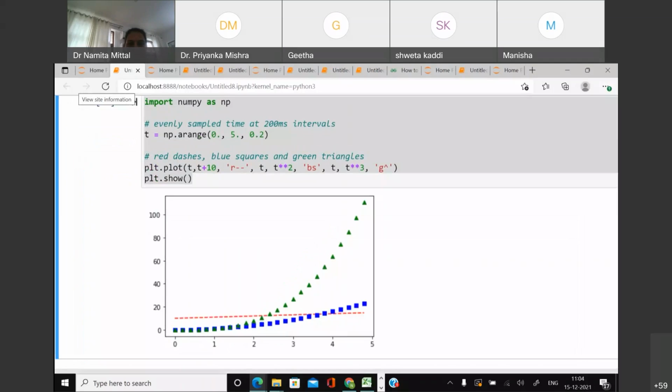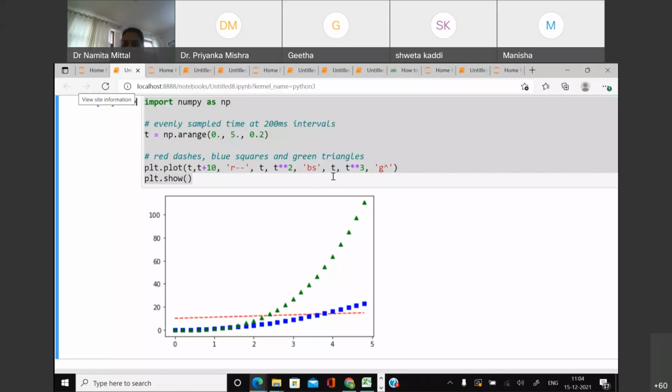Now my second graph is t versus t squared. If the value of t is 1, then y will be 1; if t is 2, y will be 4; if t is 3, y will be 9. And "bs", what is this bs? b for blue, s for square. Getting it? Yes, ma'am.